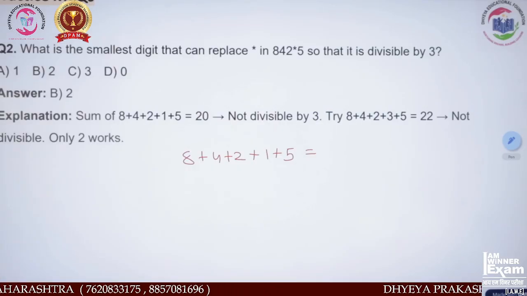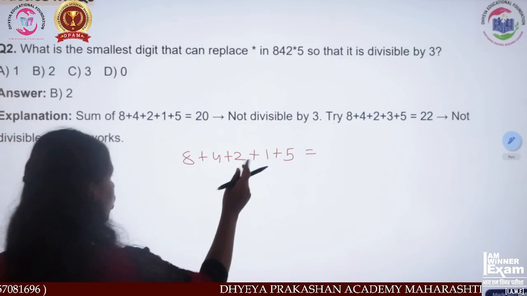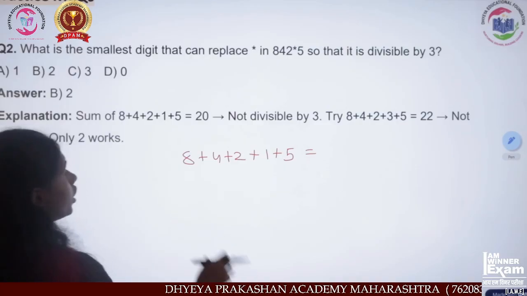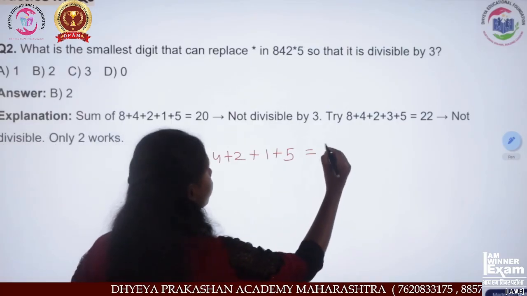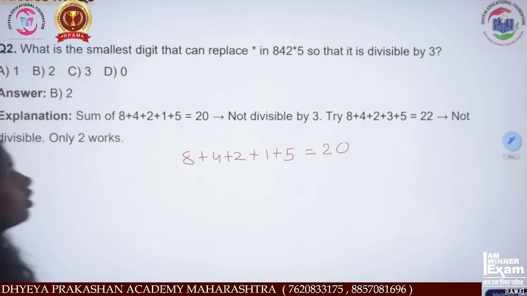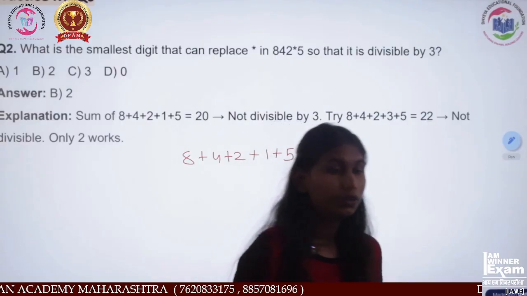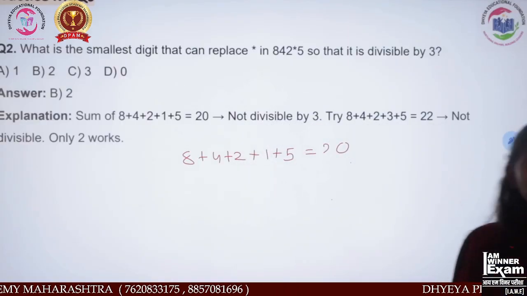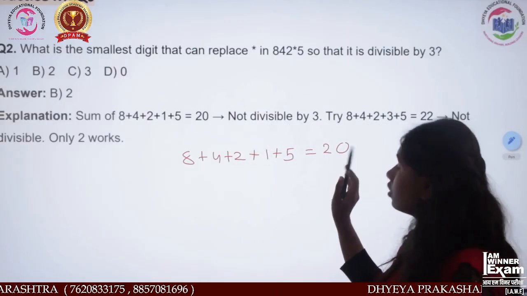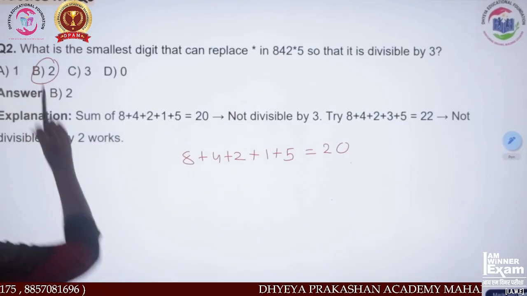So 8 plus 4, you will get 12, and 12 plus 2 is 14, 14 plus 1 is 15, and 15 plus 5, you will get 20. Now check whether 20 is divisible by 3 or not. 20 is not divisible by 3, so the answer is no. Then let's put the next number, that is 2.